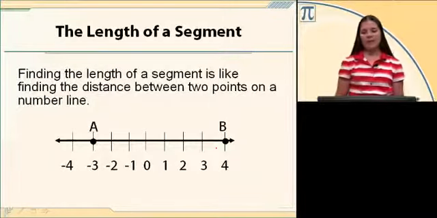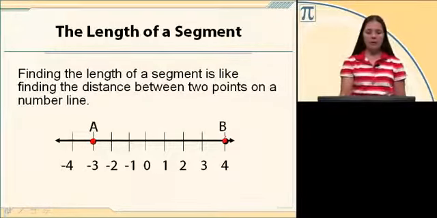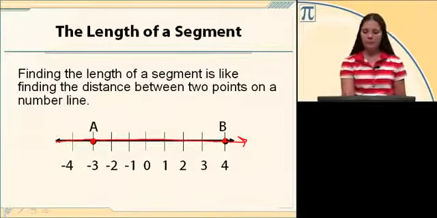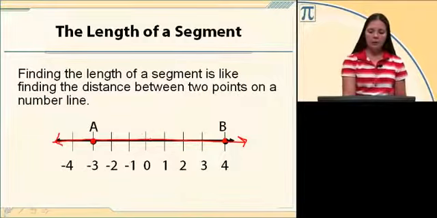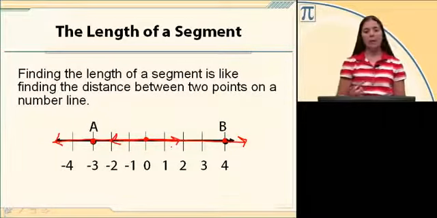Let's start by finding the length of a segment. When you find the length of a segment, it's like finding the distance between 2 points on a number line. In this case, I have point A and point B, and I can see that it's on a number line. I have 0. As I move towards the left, my numbers are going negative. As I move towards the right, my numbers are becoming positive.